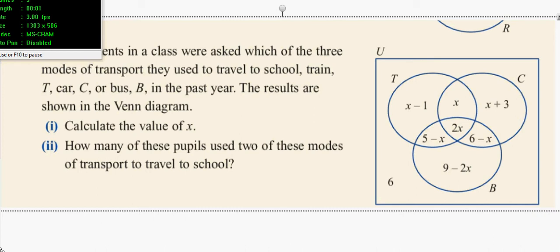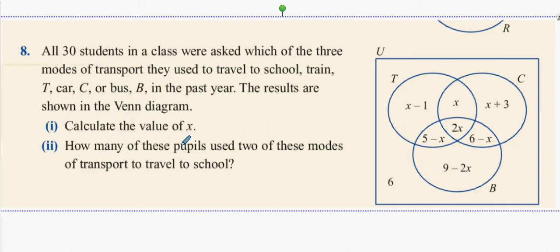What we have here, guys, is 30 students in the class who were asked what kind of transport they take to school. There was a train, car and bus in the last year. And basically, the results are shown in the Venn diagram below. Calculate the value of x.